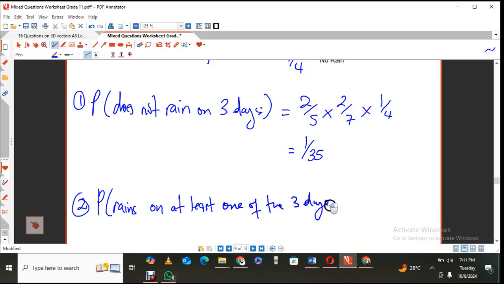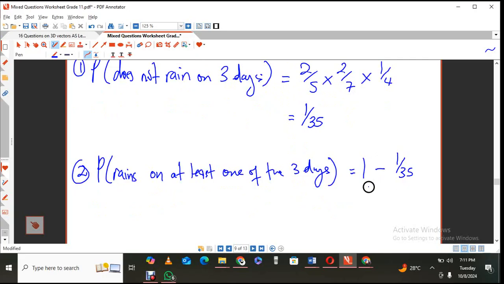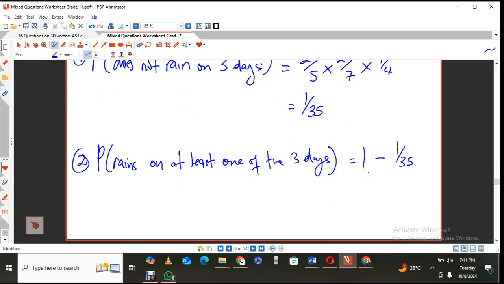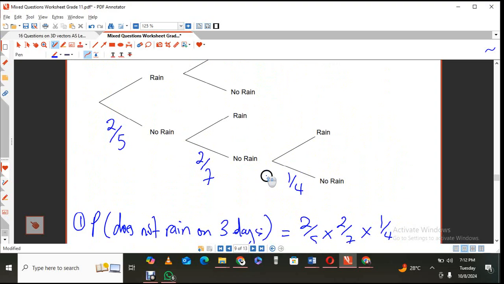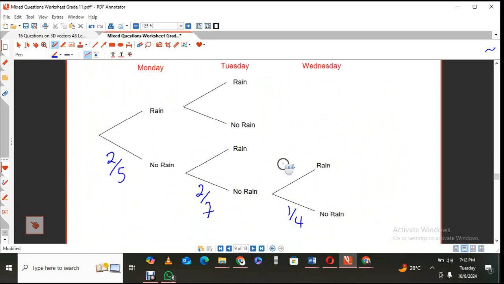I'm just writing all of this information down. So that will be 1 minus 1/35. That is how you find that one. So you take the whole 35/35 for 1, minus the probability that it does not rain. So that gives us 34/35 as the final answer. Okay, please remember you can always go back and forth, pause the video just to make sure.